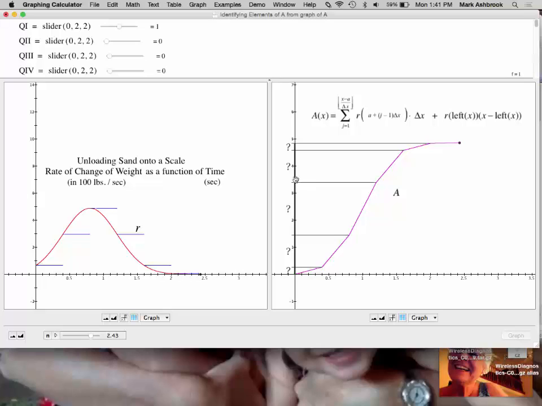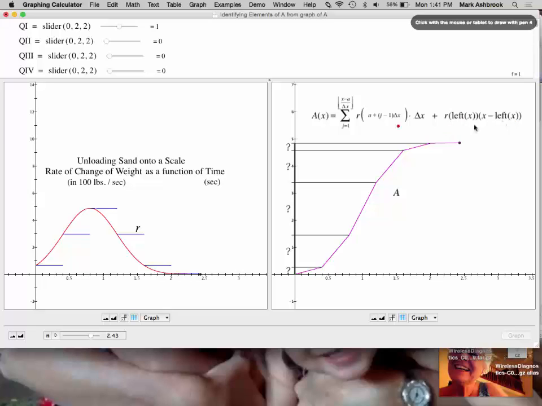Weight of sand from the fourth completed interval. And then weight of sand from the fifth completed interval. So this is the individual. And so where do we see that in our A function? Each one of those question marks is what? What would you put a circle around? Each individual question mark, you'd put a circle around.